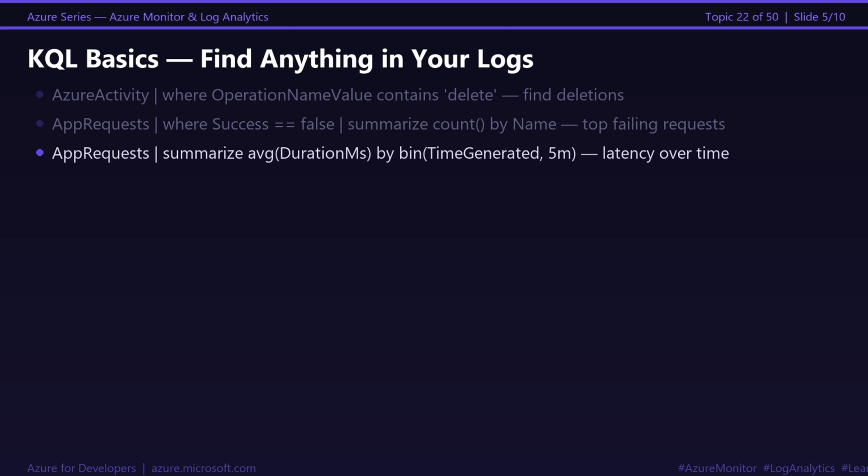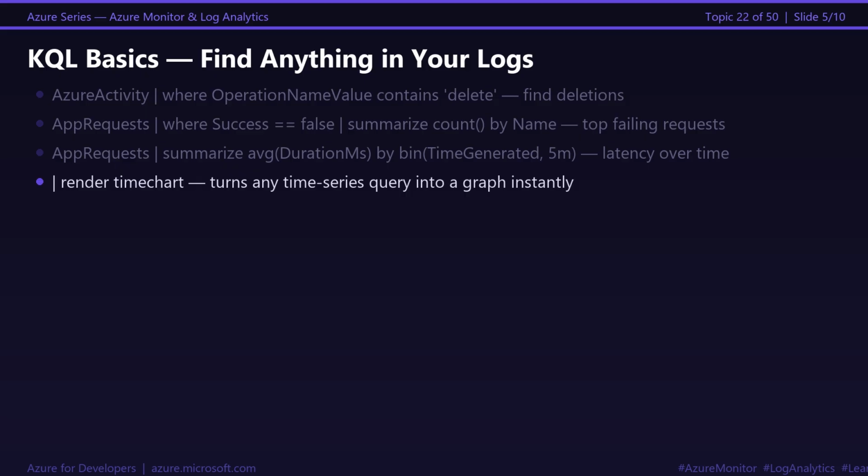Always filter by time first. Without a time filter, you are querying potentially days of data. Start every query with, where time generated is greater than ago 1 hour. Your queries will return in seconds instead of minutes.